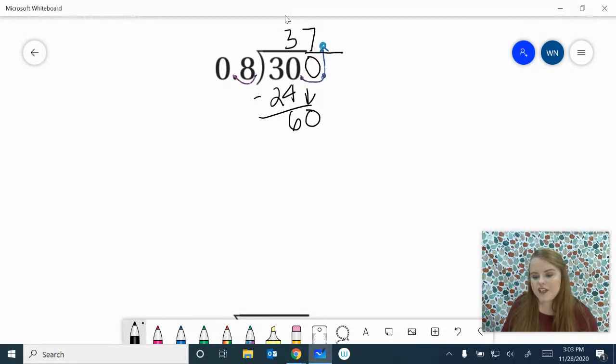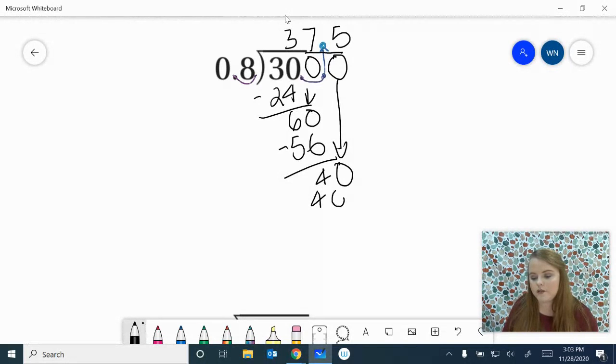So we know we have to have a 7 here. 7 times 8 is 56, and if we subtract that, we're still going to get 4 left over. So we have to add our 0 and bring it down. 40 divided by 8 is 5. 8 times 5 is 40. So we know that we had to swoop and make another 0 there, bring up our decimal, and add another 0. I want to highlight that to make sure you understand where we're going here.